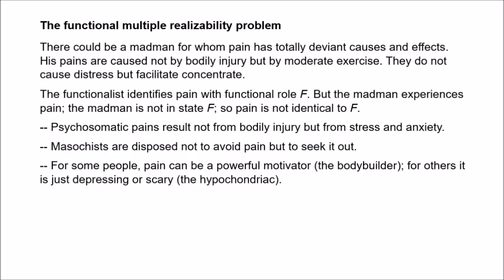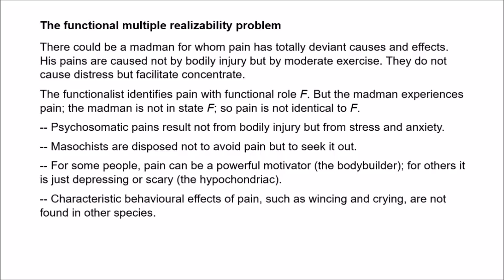For some people, pain may be a powerful motivator. Consider the bodybuilder who pushes himself to beat the pain, who sees the pain as a sign of success. Whereas for other people, pain might simply be depressing or scary, or it might otherwise interfere with their goals, like the hypochondriac who interprets even the slightest pain as a sign of serious illness. Functional multiple realizability proliferates when we look beyond humans, because the characteristic behavioural effects of pain in humans, such as wincing, screaming, crying, searching for painkillers, are not expressed in most other species. Most other species don't have those behaviours.